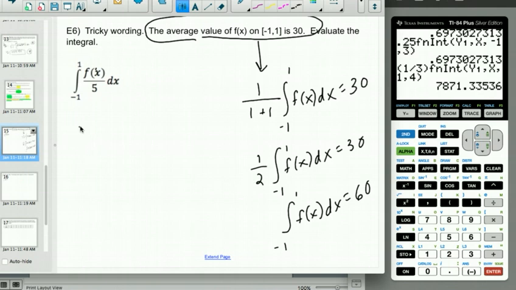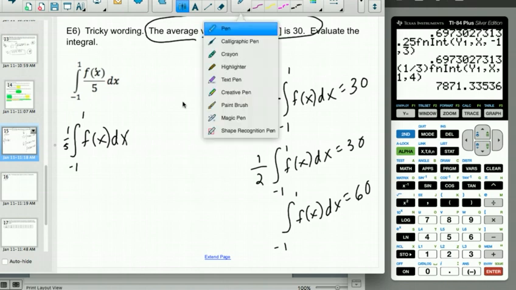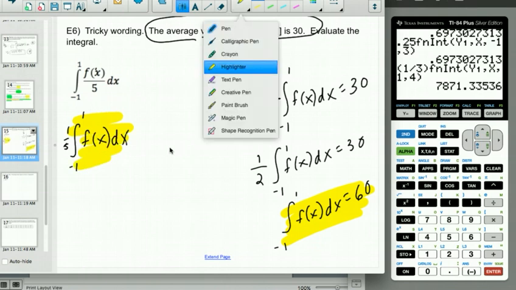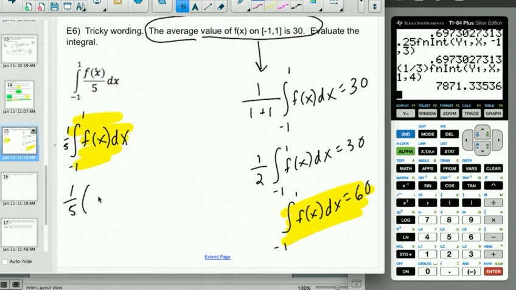This is the same integral as, I could yank the 1/5 out as a 1/5 times the integral from -1 to 1 of f of x dx. Well, this is 60, and that's this integral. So this is the same as a 1/5 times a 60, so this thing is a 12.